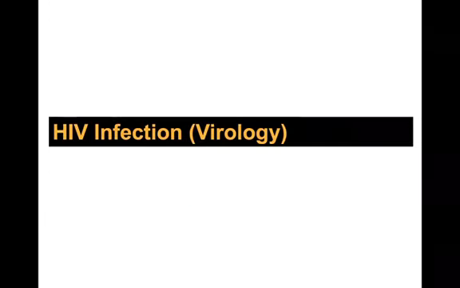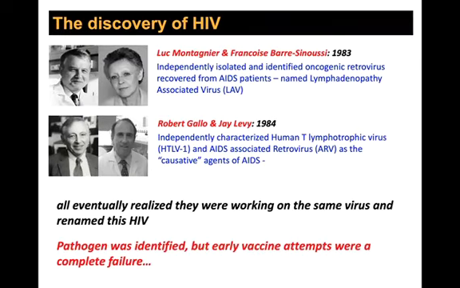So the question is, why is this such a problem? Many of you have probably taken the HIV course, but if we go back through the history of HIV, it was really discovered in the early 80s. It was actually discovered by two different groups independently. Luc Montagnier and Francoise Barre-Sinoussi independently isolated a retrovirus from AIDS patients. These were patients that had abnormal immune responses and deficient CD4 numbers, and they called this lymphadenopathy-associated virus, or LAV.